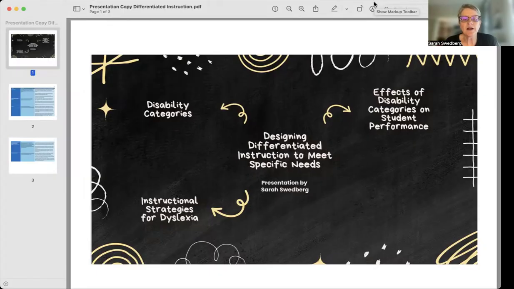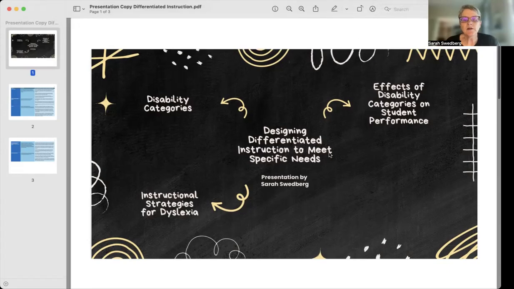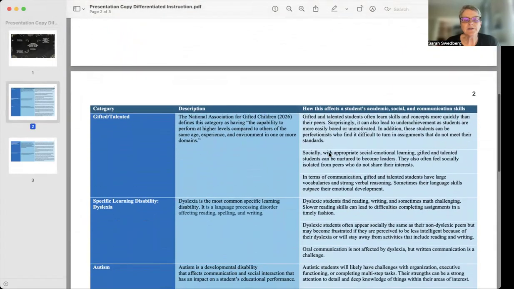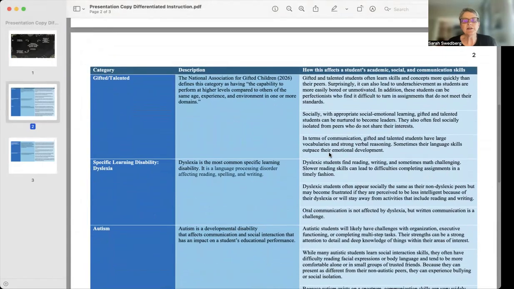I will try not to talk about each of these categories in detail, but give an overview of what we need to know about the Individuals with Disabilities Education Act disability categories, and how we need to think about this in terms of student performance. For this assignment, we were asked to include gifted and talented, which of course is not a disability category, but we were asked to include this for very good reasons.